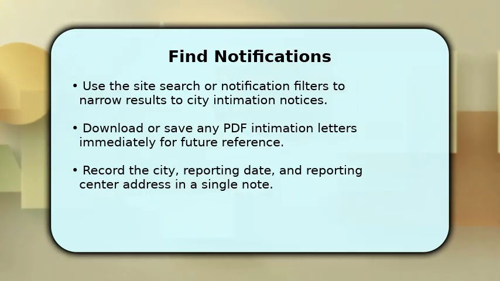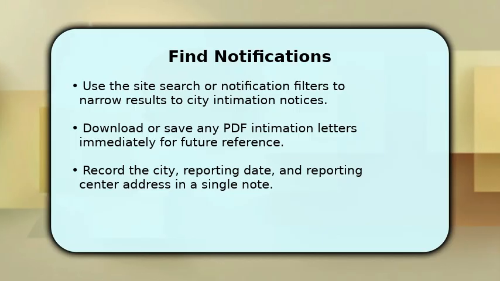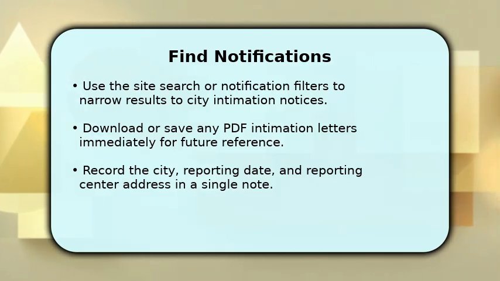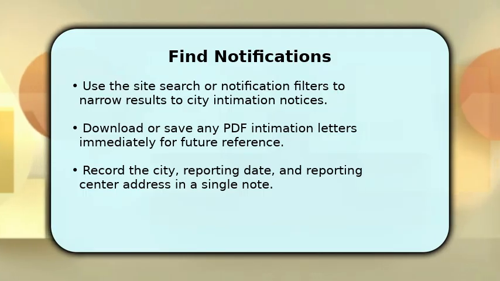admission or city intimation. Scan each notice for the city name, reporting date, time, and required documents to avoid surprises. Download the official intimation PDF and save it to your device, then screenshot key details and add them to your calendar with a reminder. Keep a backup copy for travel and verification.